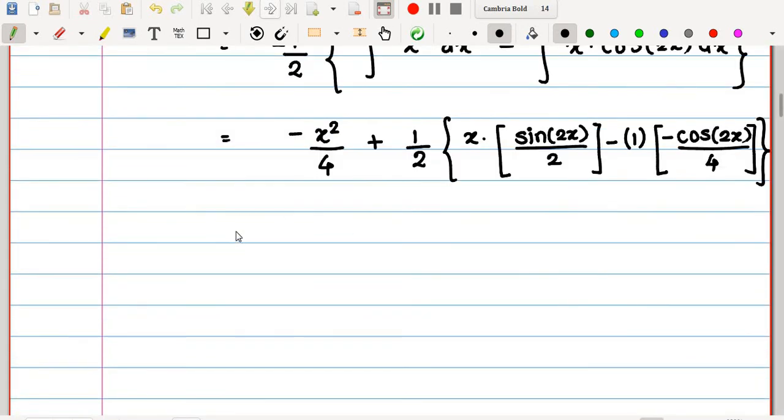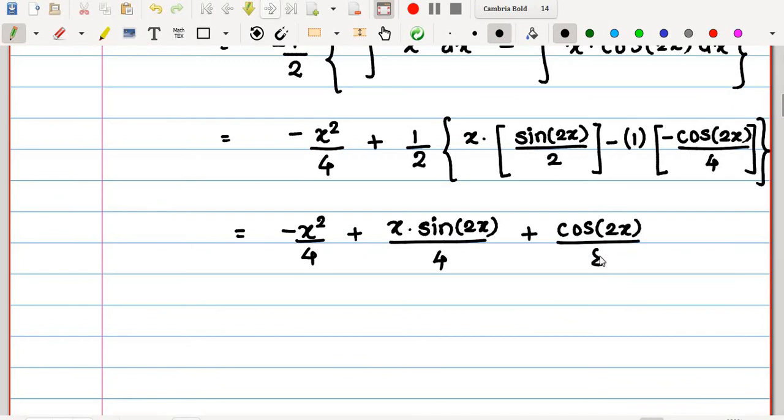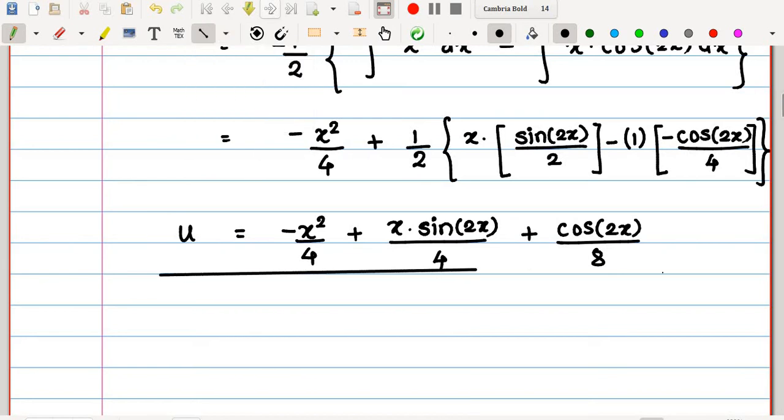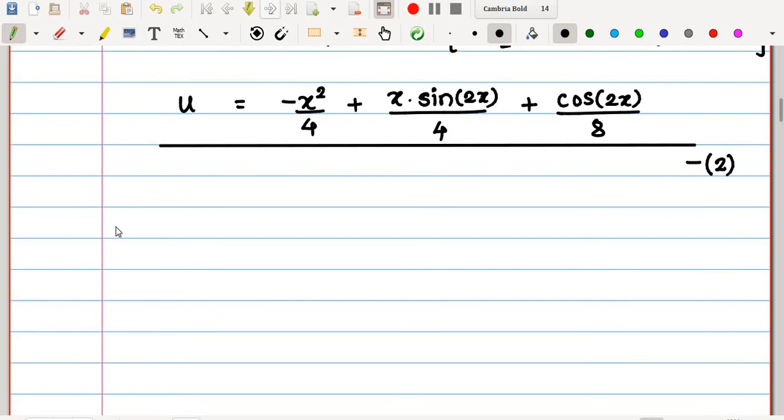Now if we simplify this, u is equal to minus x square upon 4 plus x into sin 2x upon 4 plus cos 2x upon 8. So this will be the required value for u. So we denote this value by equation number 2. So u is evaluated. Now we go for v.